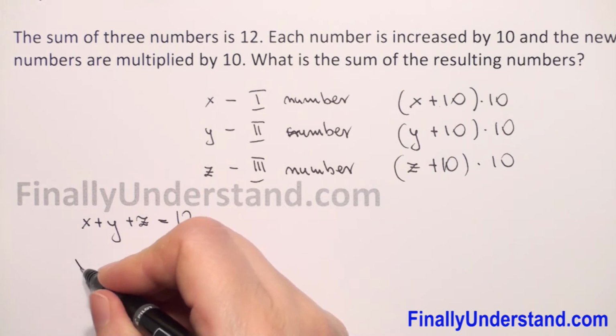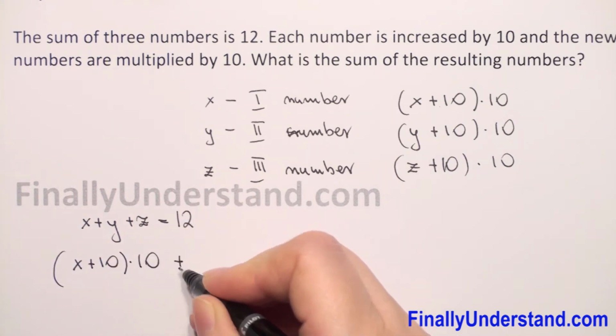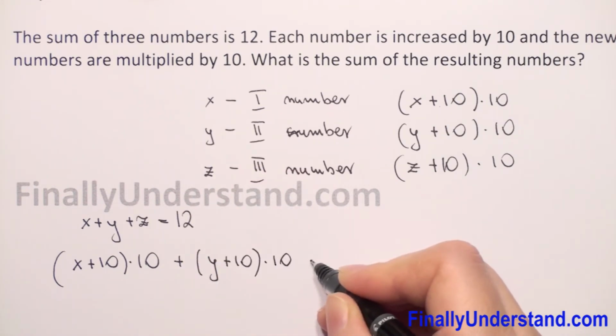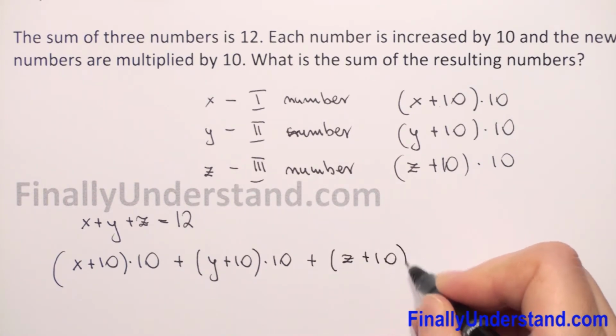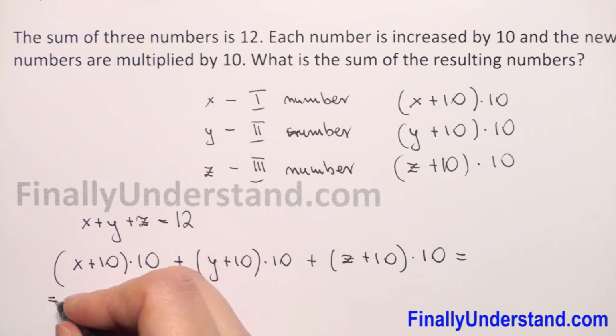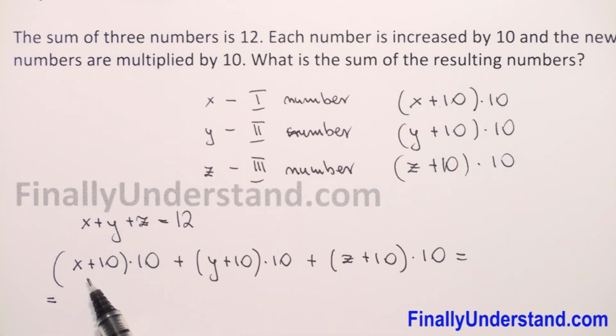So we have (x plus 10) times 10 plus (y plus 10) times 10, and we have plus (z plus 10) times 10. This is equal to... we have to calculate. What we will do first, because we have been given only that x plus y plus z is equal to 12, first we will do multiplication. We have to multiply every expression in the first parenthesis by 10.